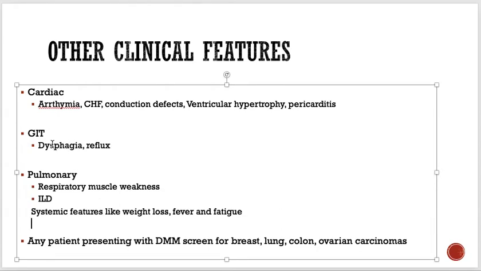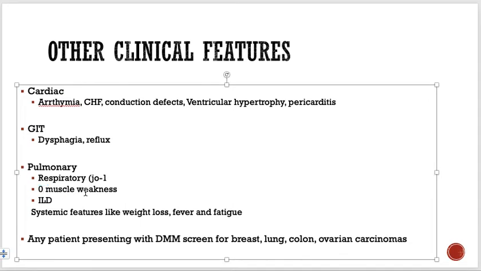Interstitial lung disease occurs in 30% of the patients, and it is strongly associated with Jo-1 antibodies. Jo-1 antibodies.